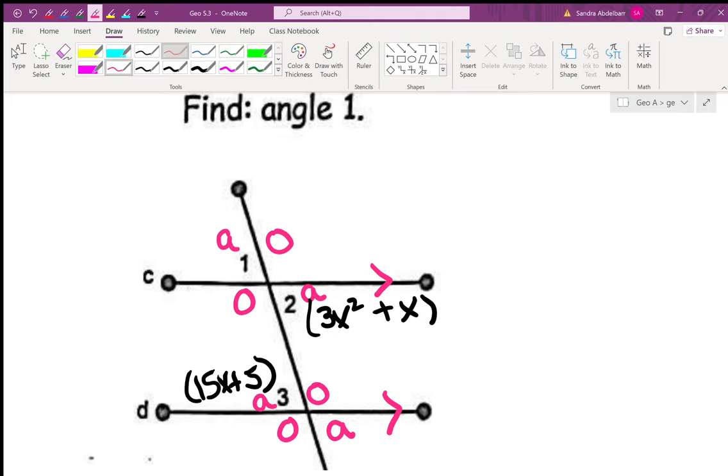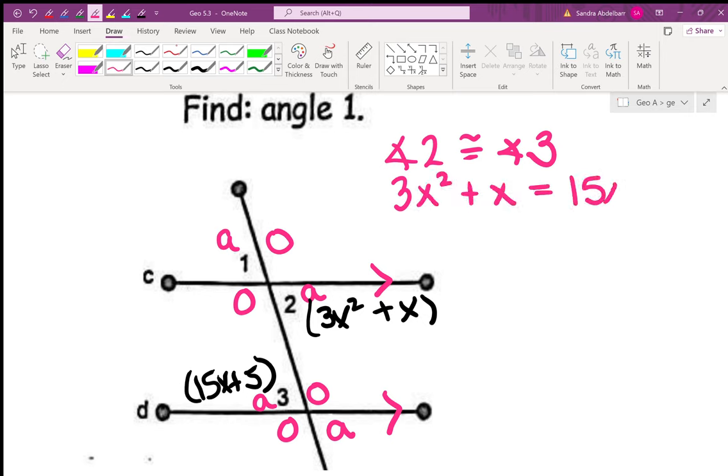Do we agree that if I find angle 2, angle 1 and angle 2 are the same, but in order to find angle 2, don't I need to solve for x? Well, in order to solve for x, I need an equation. Aren't angle 2 and angle 3 both A's? That means they equal each other. Since angle 2 and angle 3 are both A's, I can conclude that angle 2 is congruent to angle 3, and that's going to be 3x squared plus x equals 15x plus 5.